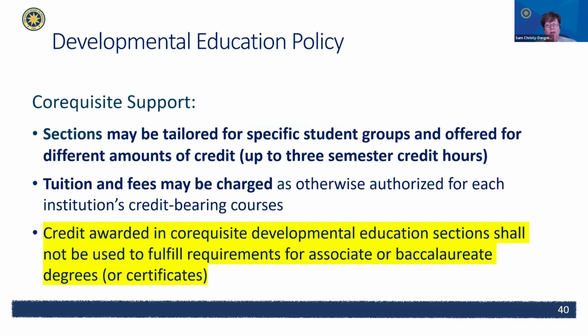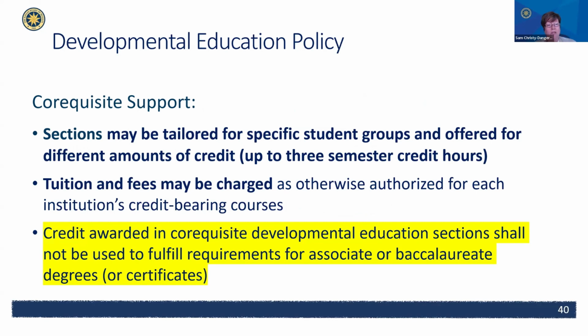Policy also discusses various aspects of co-requisite support. So it indicates that sections can be tailored for specific student groups and offered for different amounts of credit, up to 3 semester credit hours. But don't get this confused with credit toward the degree or credential. Also, in the upcoming slides, we will review the models or sections of co-requisite support developmental education recognized by KBOR. But we will get to that in a moment.